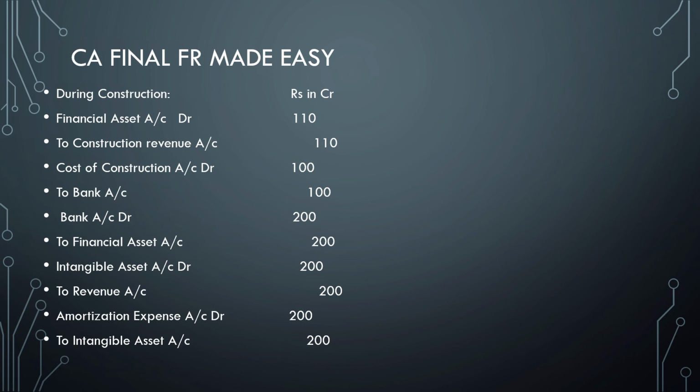So next is cost of construction. For the booking of the expenses, cost of construction to bank 100 crore, and bank account debit to financial asset account 200 crore. Then the entry for the intangible asset, that is intangible asset account debit to revenue account 200 crore. And intangible means it has to go through amortization as per Ind AS 38. So amortization expense account debit to intangible asset account 200 crore. These are the various entries that I have to pass, like I told in the beginning. The financial asset and revenue entries will be repetitive for 2 more entries as well. I have not mentioned them because these are the base entries for this question.